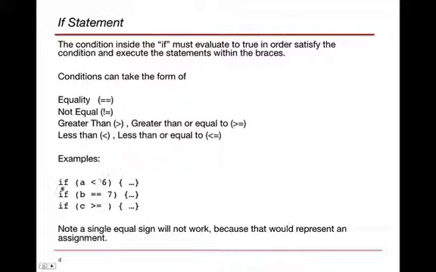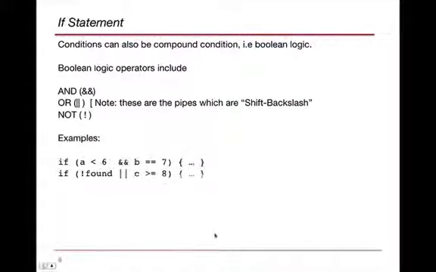So here are some examples. If a is less than 6, we test the condition of the variable a. If it is less than 6, then we will execute the statements inside of the braces. If b equals equals 7, again, we will test that condition and then execute the statements within the braces. And finally, if c greater than or equal to, and there's a number missing here, but this would have been 4, we will execute the statements here. If this was the actual piece of code, we would have actually gotten an error. Note, a single equal sign will not work because it does represent an assignment.